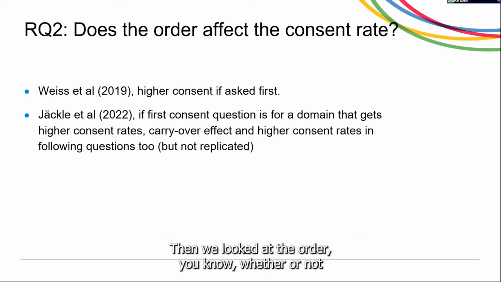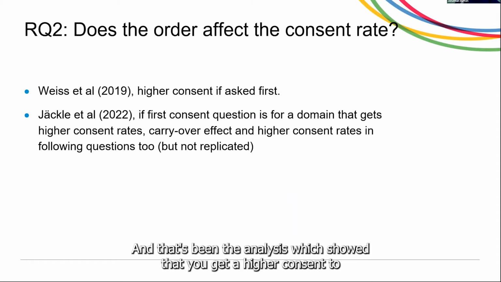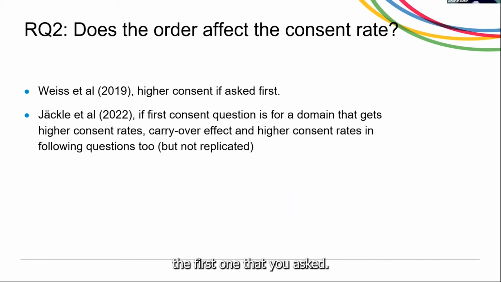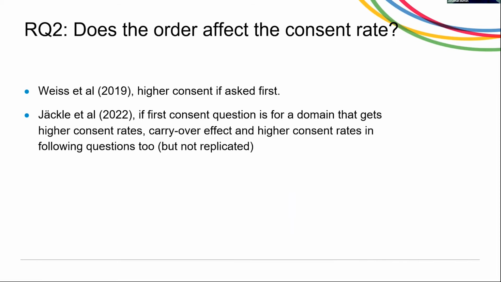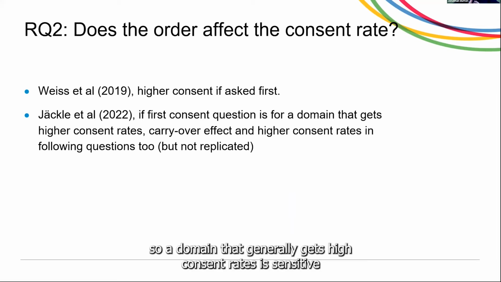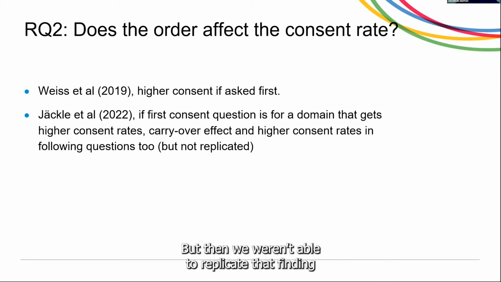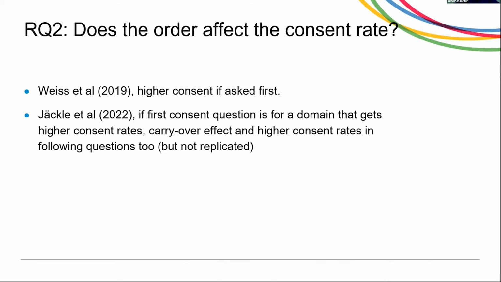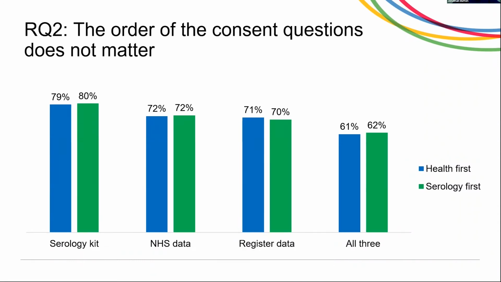Then we looked at the order, whether or not the order affected the consent rate. There has been some analysis which shows that you get a higher consent rate for the first one that you ask. We'd also done some analysis into this, and found that if the first consent question you ask is for a domain that generally gets high consent rates, even if they're sensitive, then there is a carry-on effect, and you do get higher consent rates in following questions. But we weren't able to replicate that finding. We found in this case the order of the consent questions did not matter.